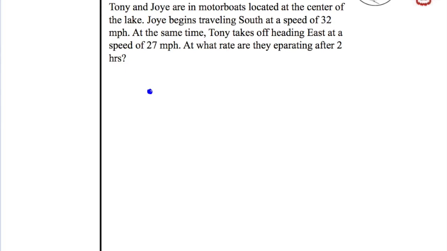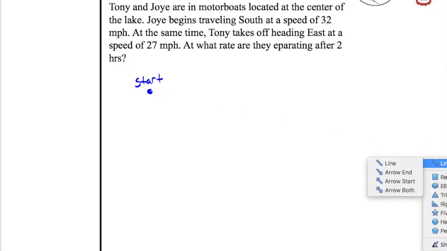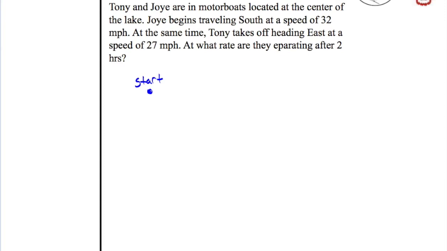Okay, so we'll say that's the center or the start, the center of the lake. And I'm gonna grab my little line tool and say that Joy's going south. So here you go, Joy, going south at a speed of 32. I guess we need some variables in here. We'll eventually get that. And then Tony's gonna head east, so we'll make Tony black. Tony the Tiger goes this direction.